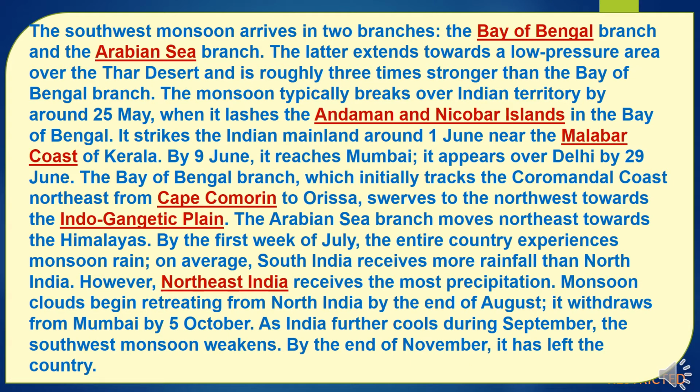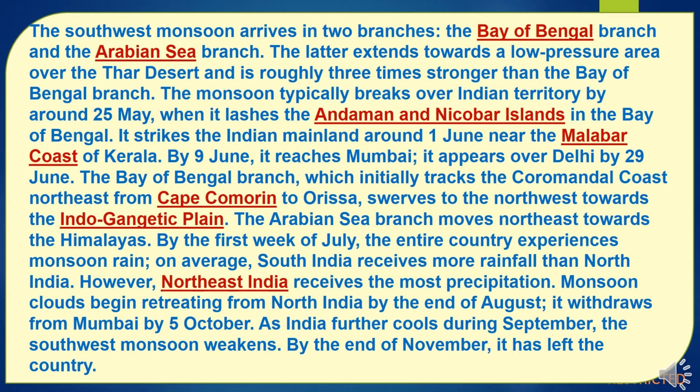The southwest monsoon arrives in two branches, the Bay of Bengal branch and the Arabian Sea branch. The latter extends towards a low pressure area over the Thar desert and is roughly 3 times stronger than the Bay of Bengal branch. The monsoon typically breaks over Indian territory by around 25th May when it lashes the Andaman and Nicobar Islands in the Bay of Bengal. It strikes the Indian mainland around 1st June near the Malabar coast of Kerala. By 9th June, it reaches Mumbai. It appears over Delhi by 29th June.